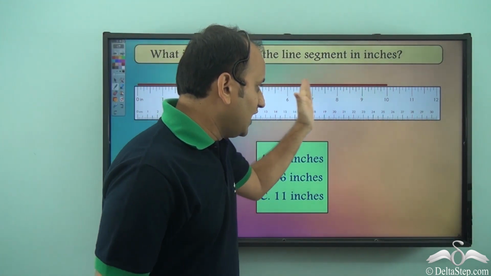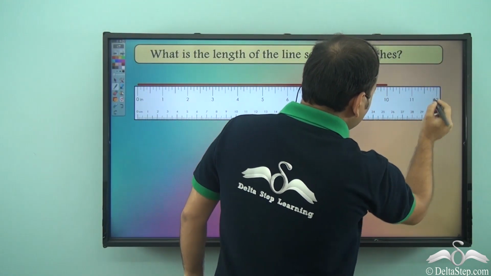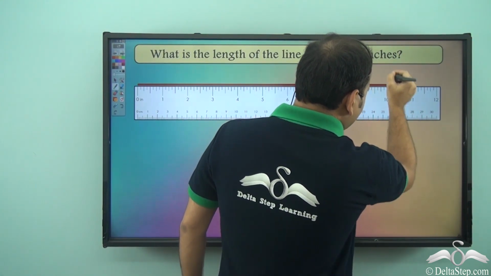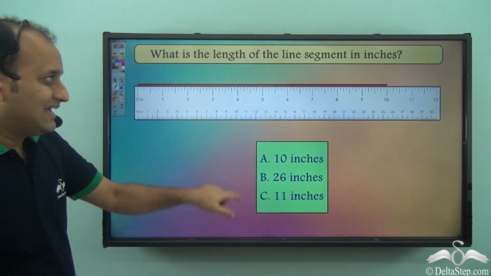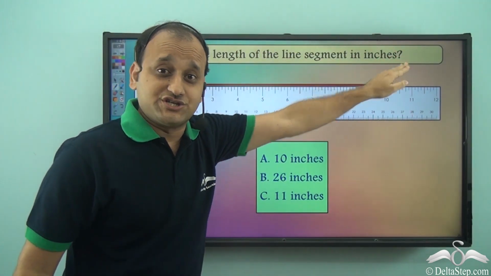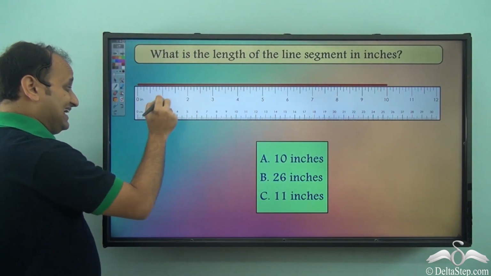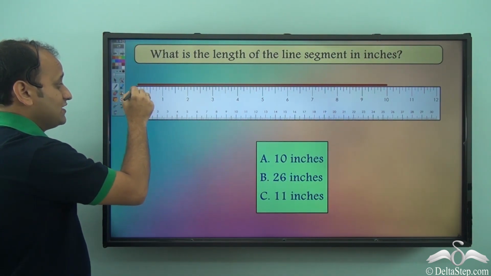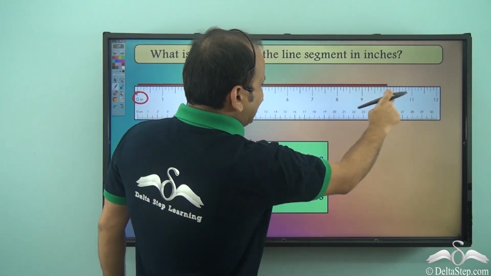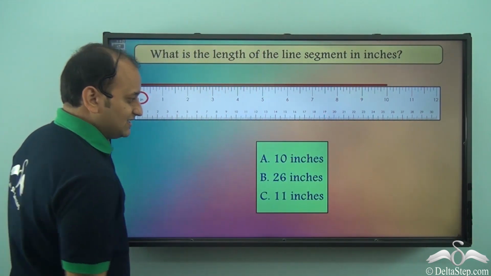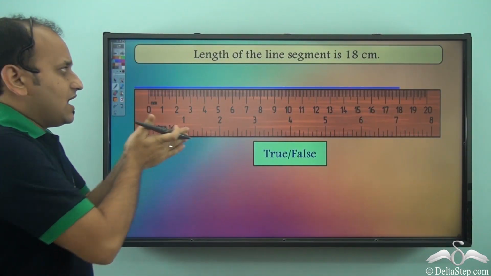So what do we do next? We move to the other side. And on the other end, what do we see? The other end matches exactly with the 10th division on the ruler. Now we need to make sure that the reading is in inches. So we also confirm whether this side is representing inches or not. Yes, it is, as mentioned here. So we have 10 inches, isn't it? So what is the right answer? It's 10 inches.